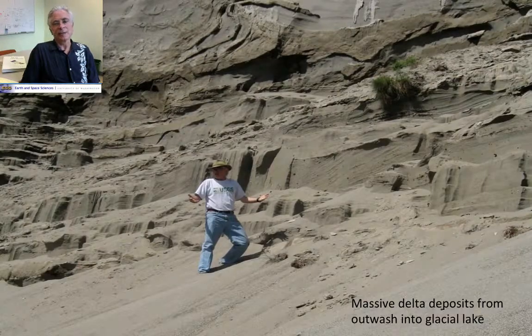Elsewhere in the Puget Sound, this is on the south end of Whidbey Island, you can find massive layers of outwash, well sorted. You see all this material is sand, a millimeter-sized sand grain, and it's almost 400 feet thick from the water level up to the top of the bluff.